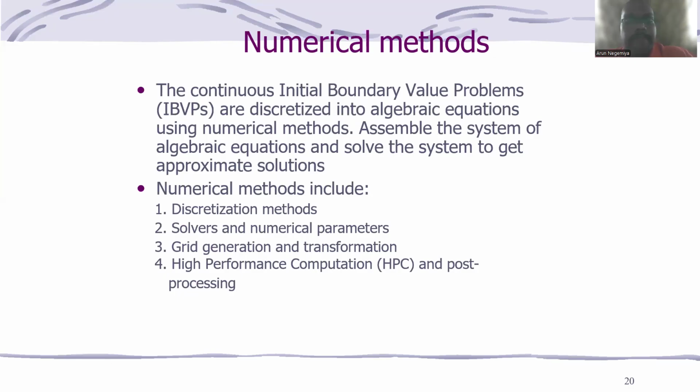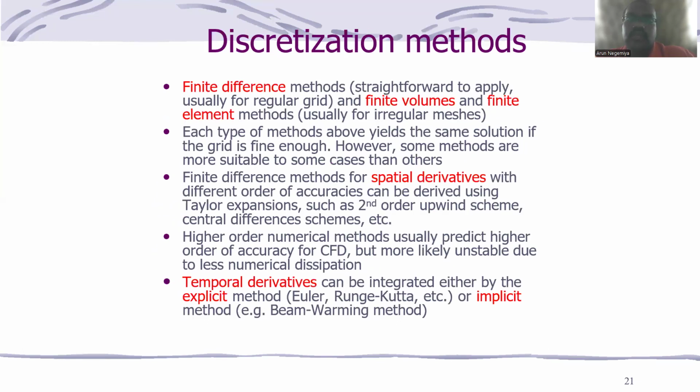The numerical methods involve the following: first, the discretization method; second, solver and numerical parameters; grid generation and transformation; high performance computations; and post processing. The discretization method can be classified into two types: the finite difference method and the finite volume method. In the finite difference method, they use regular meshing, and in the finite volume method, they use irregular meshes.